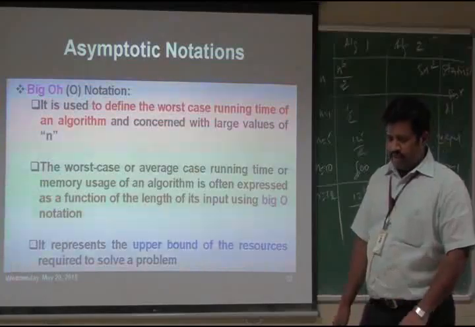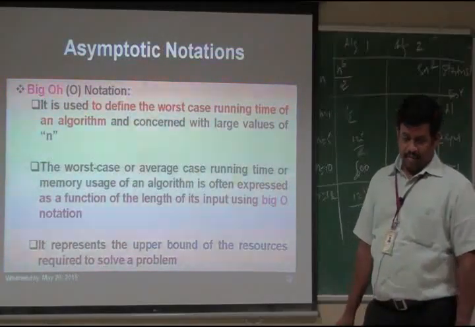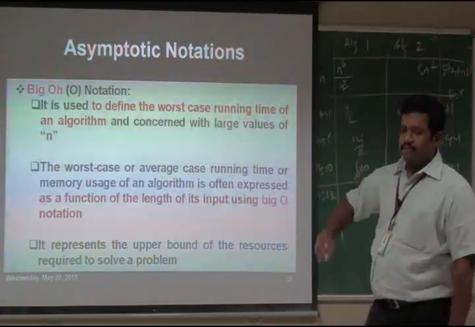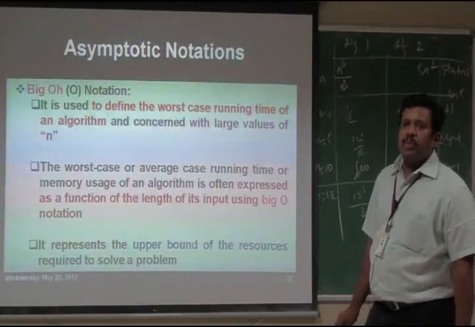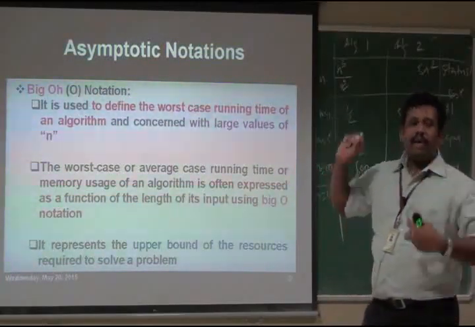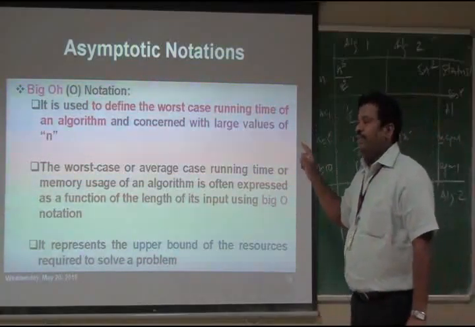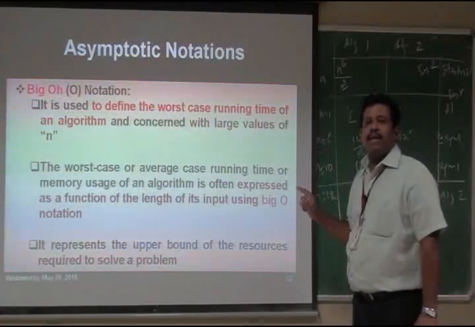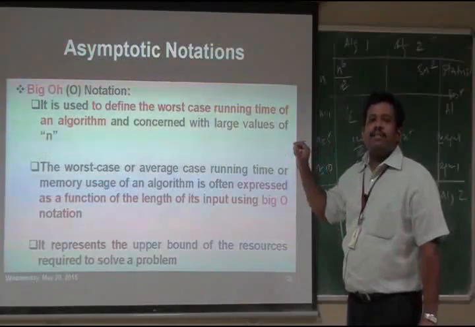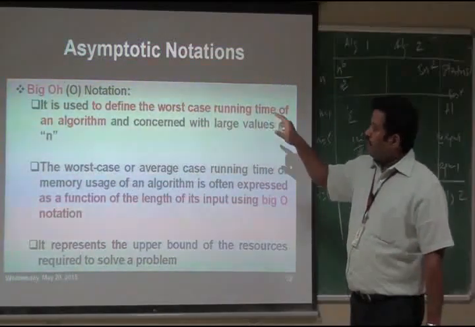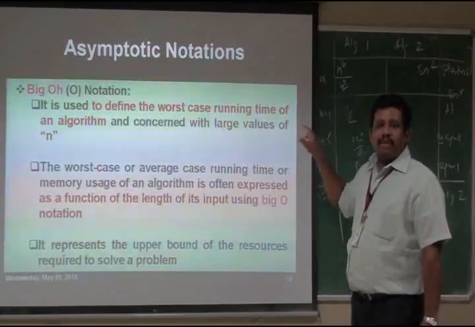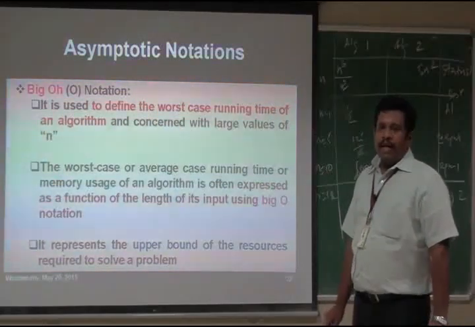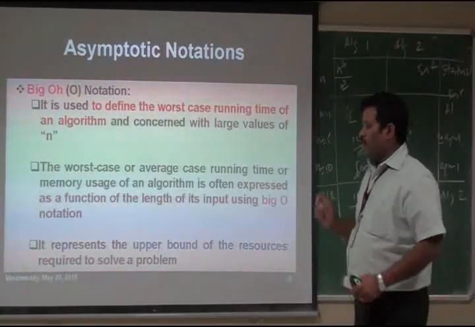First one is big O notation. We have already seen three distinct complexities of algorithms: worst case, best case and average case analysis. Big O notation is mainly used to assess the worst case behavior of an algorithm when it is executed with larger input. Asymptotic notation is mainly used to assess the efficiency of an algorithm when it is executed with larger values of n. So big O notation is mainly used to measure the worst case complexity of an algorithm for larger values of n.